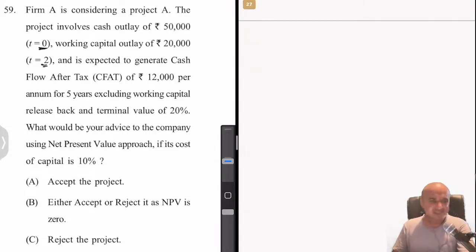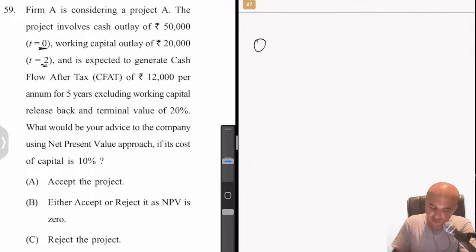Okay, let's try to do this again, a very simple problem. So now in this case, what is the present value of cash outflow? At year 0, how much are we supposed to pay? 50,000. That would be the outlay initially, and since we are paying right now, there is no question of present value, the factor will be 1 only, so that value will still be 50,000.